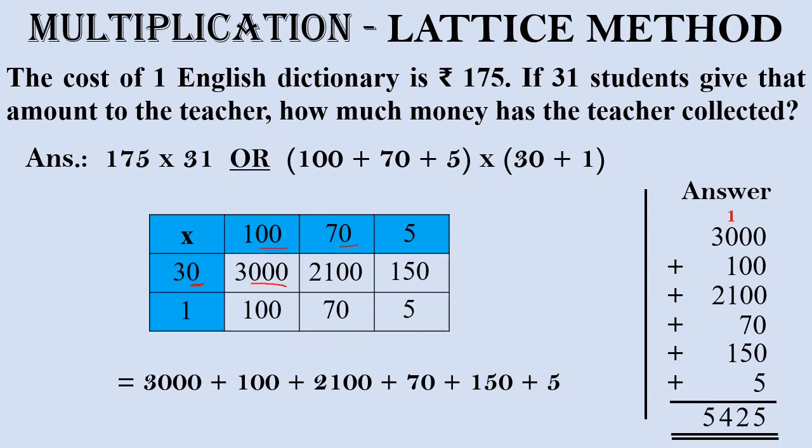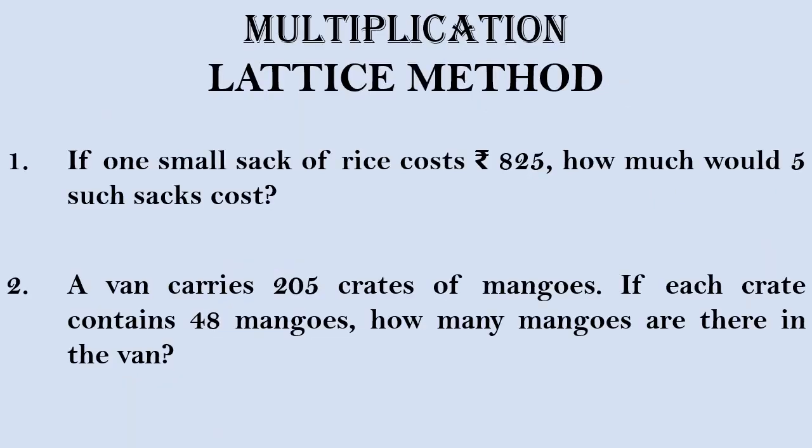So I've given you two sums over here. Copy these two sums in your notebook. The rice bag and the dictionary sum. The rice sack is 825 into 5. That's the multiplication that you will do. Multiply this 825 by a single digit number 5 and multiply 205 by 48.